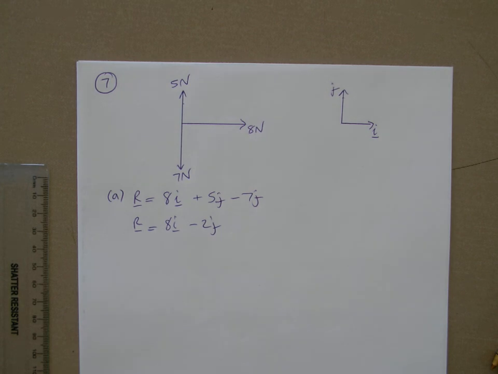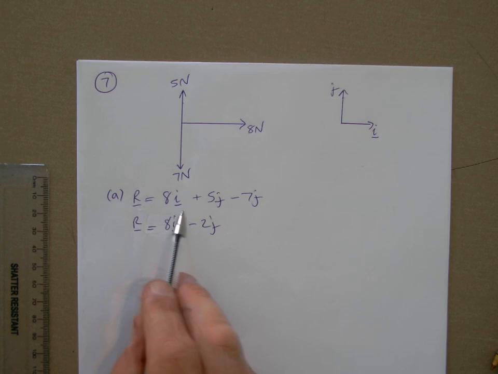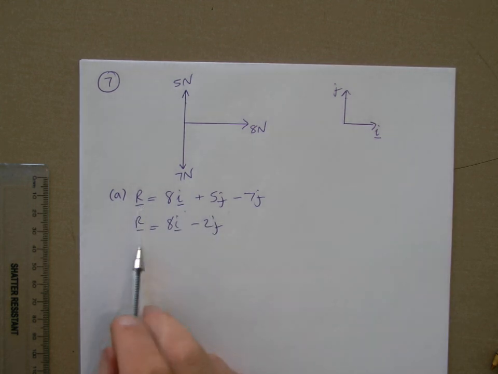Remember as well, we need to underline the i's and j's because they are vectors.